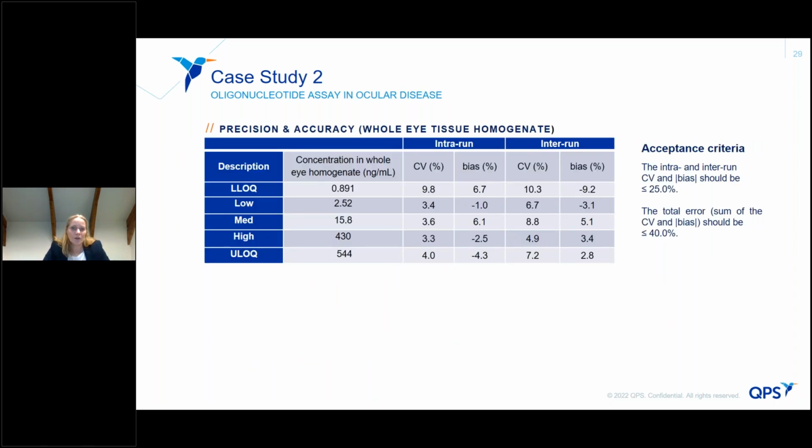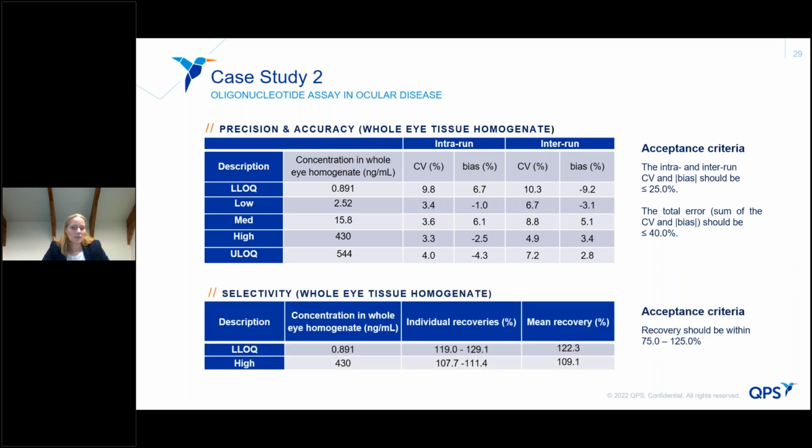If you look at the precision and accuracy results of the whole eye tissue homogenate, you see that for the acceptance criteria, for all concentration levels, the CV and bias are below 25%. And you see that the total error of CV and bias together is below 40%. So indicating that there's good precision and accuracy with this whole eye tissue homogenate assay.